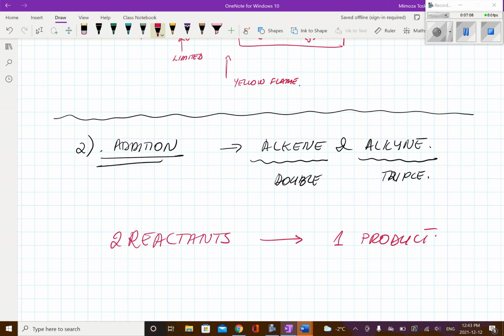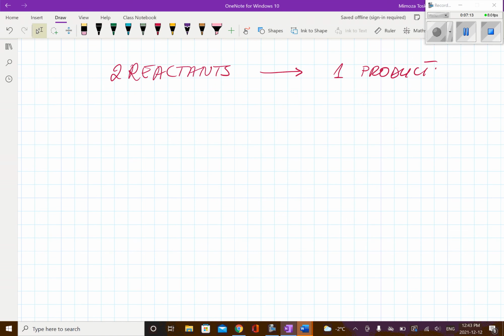We'll see an example. So let's say that you have, let's clear this first. Let's suppose that we have ethene. Ethene has a double bond, and then you have two hydrogens on each of the carbons of the ethene.